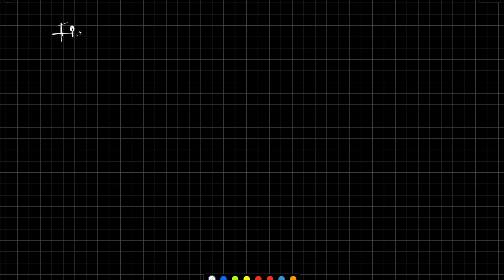Finding velocity vector and acceleration vector.